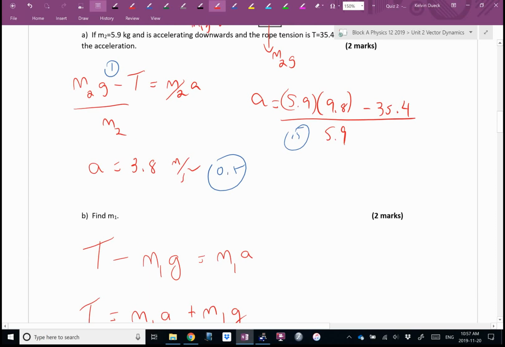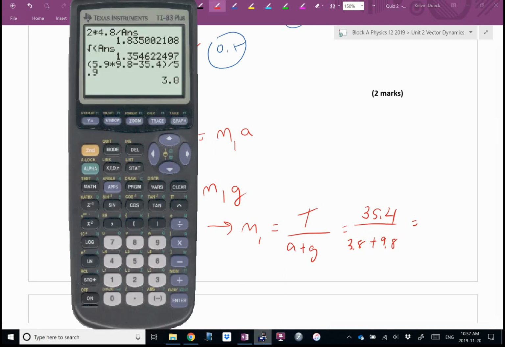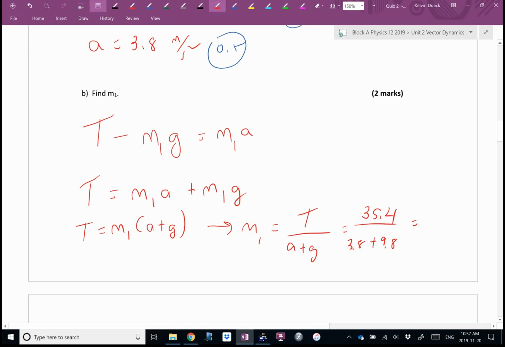So T was 35.4. A was 3.8 plus 9.8. 35.4 divided by 3.8 plus 9.8. Did you all get 2.6? Is that right? Kilograms.